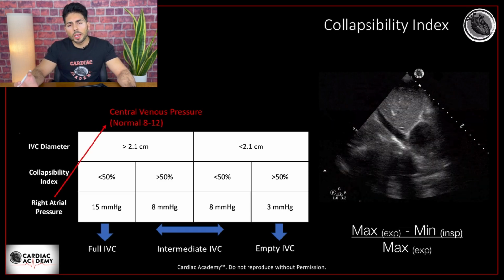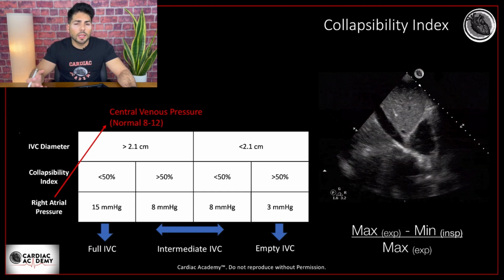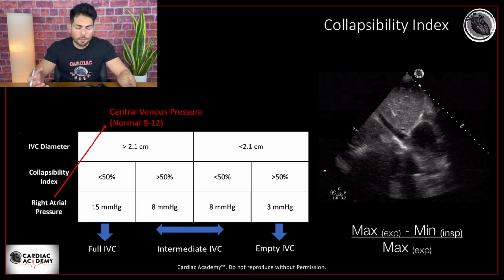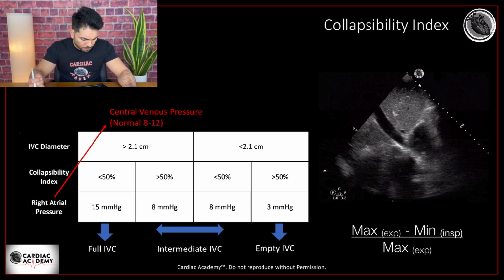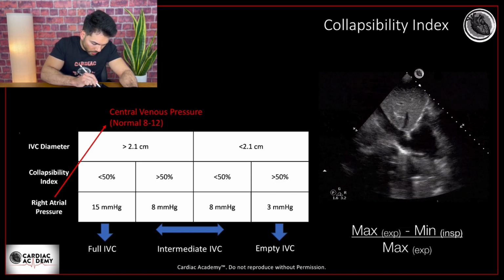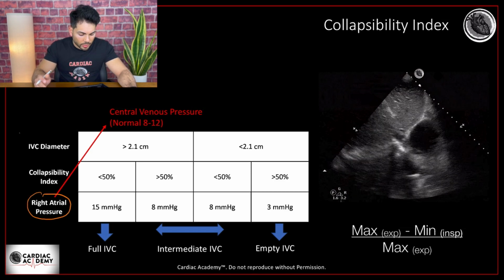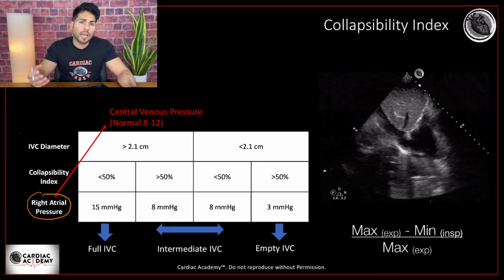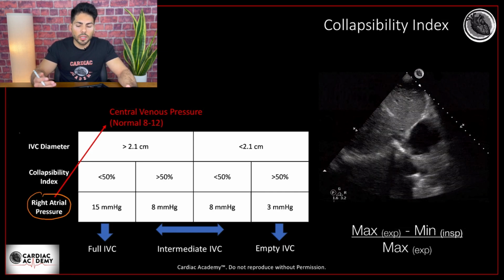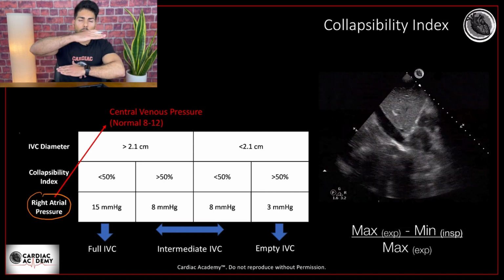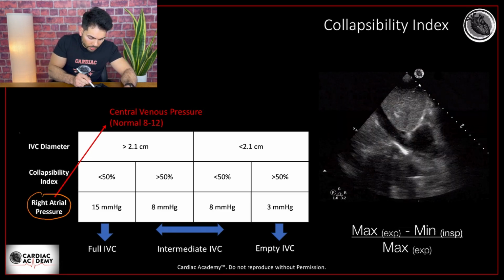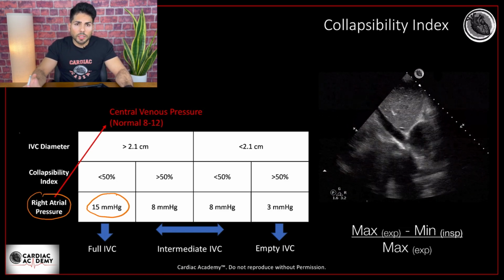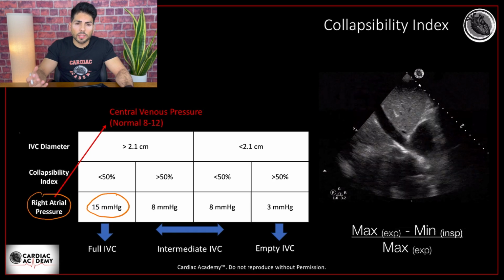And depending on how much the IVC is collapsing, that's gonna approximate the central venous pressure of this patient, okay? So we have that in this corner right here, okay? So let's say you have a patient and the IVC measures more than 2 centimeters and is collapsing less than 50%. You can imagine it's big and it's collapsing less than 50%. That's a full IVC, right? The approximate right atrial pressure is 15 millimeters of mercury. That's a full IVC.